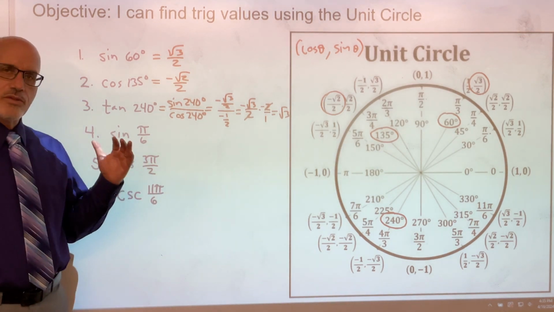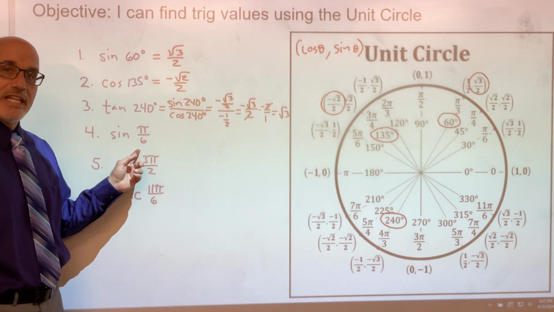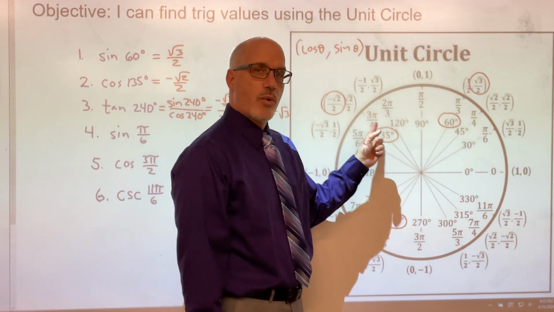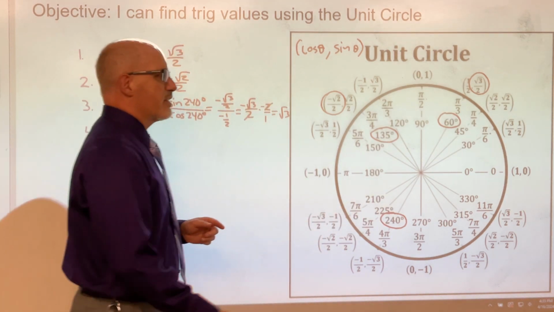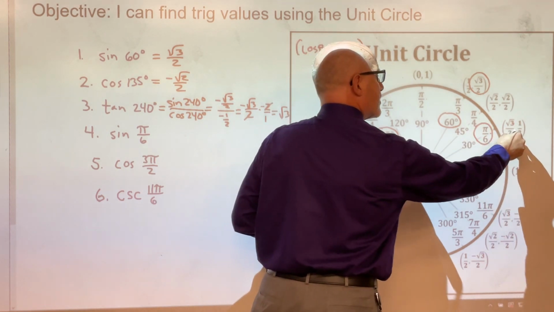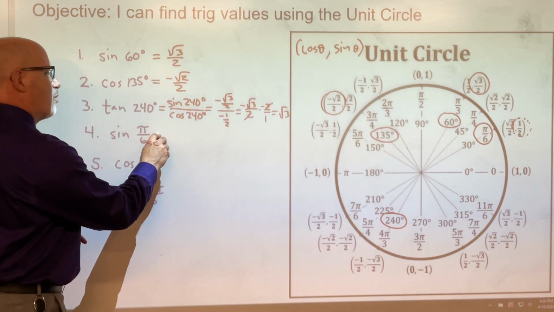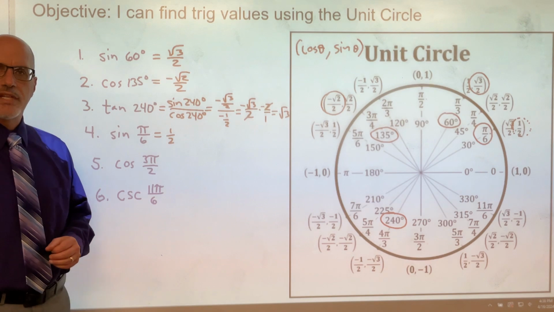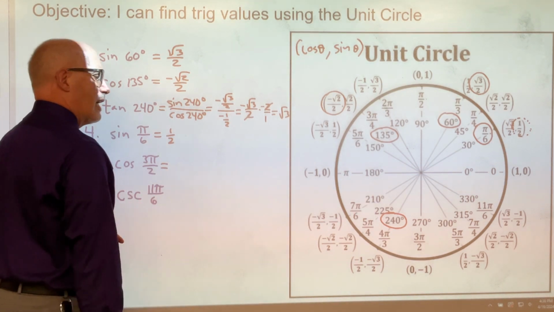Now we've been using degree measures, but we can also do it with radian measures, because these angles are listed in degrees and their equivalent radian values. So if I want to do sine of pi over 6, I go find pi over 6 right here. Sine is the y value, so that would just give me the 1/2 for that sine of pi over 6.